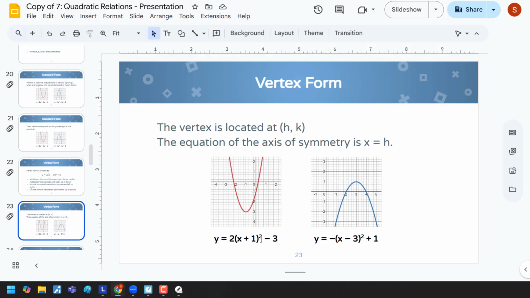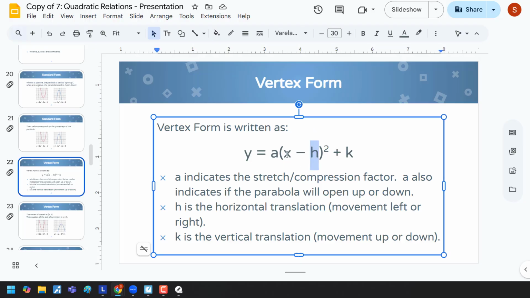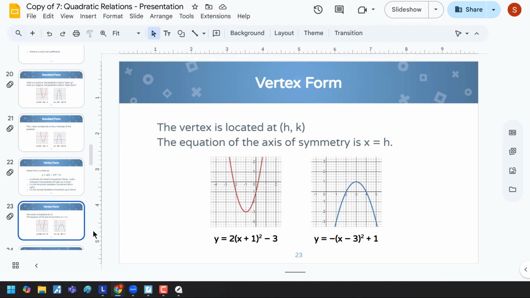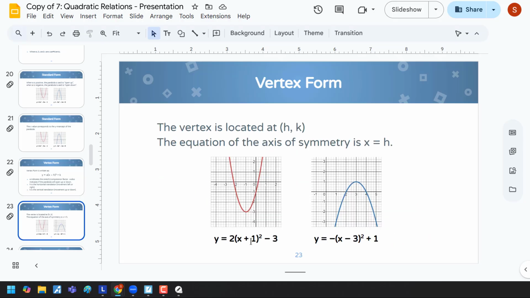Well, if h is 1, let's say, then the equation should look like x minus 1. Because if I substitute a value of 1 for h, it'll be x minus 1. But that's not what's written here. X plus 1 is written here. So I know my h value cannot be just 1, because this is a plus 1. So what if my h value is negative 1?